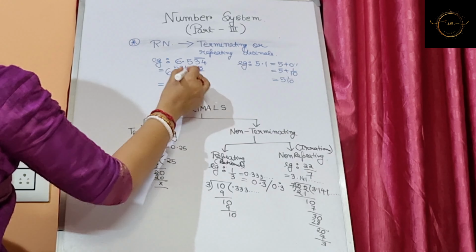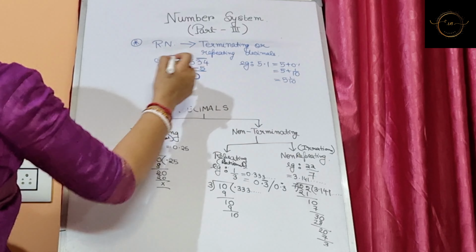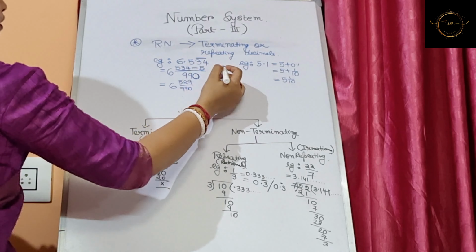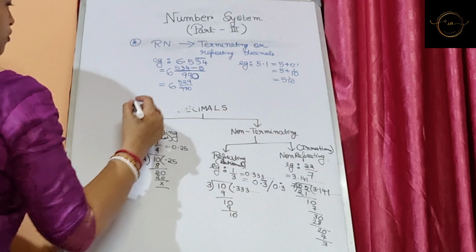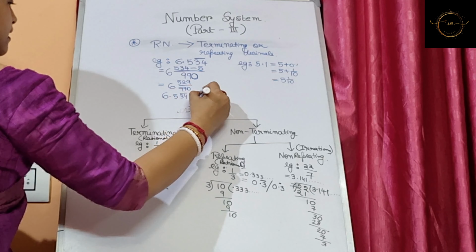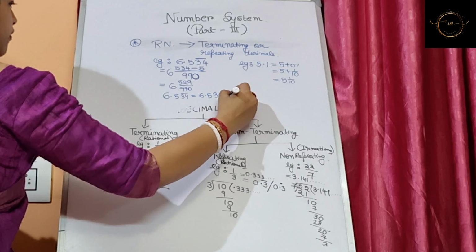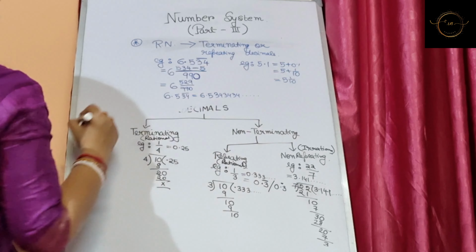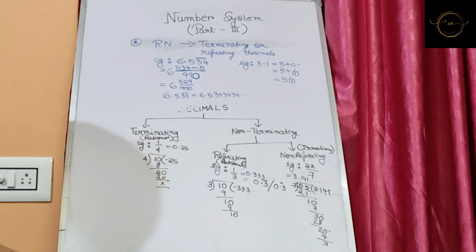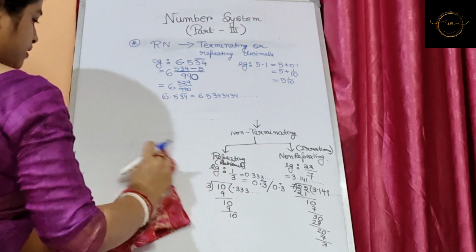If you calculate this with the help of a calculator, you will find that you are getting 6.53434343434, because we know 6.534 bar is equal to 6.5343434... Now let's come to some other examples.